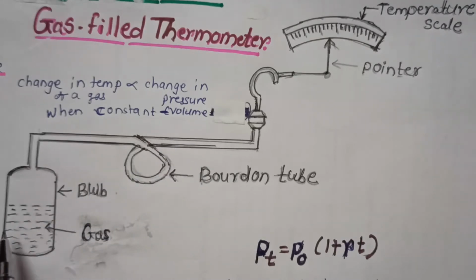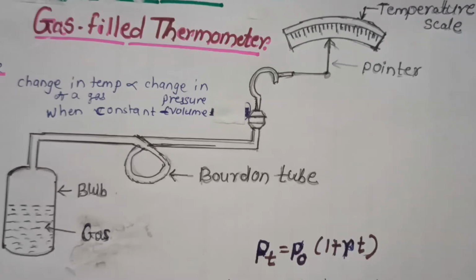As pressure of a gas increases with increase in temperature, according to the relation Pt is equal to P0 (1 plus gamma T), where T is rise in temperature, gamma is coefficient of pressure increase, P0 is pressure at 0 degree centigrade, Pt is pressure at T degree centigrade.